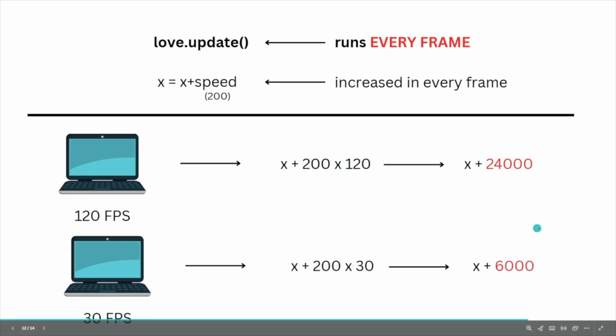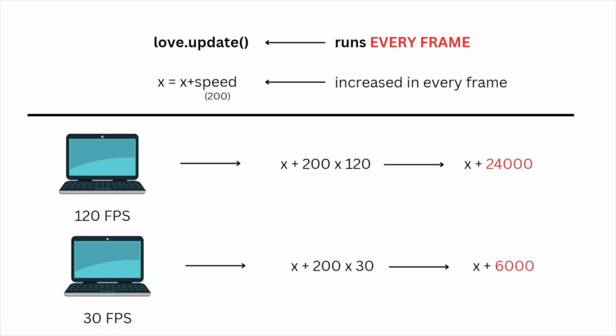Now we don't want the speed of game characters or any objects inside a game to depend upon the number of frames the game is running at. The speed of a car should be constant no matter whether the game is running at 120 fps or 30 fps. So delta time aims to fix this.